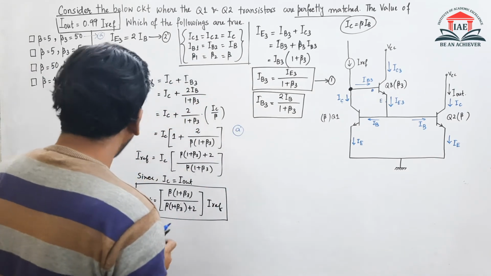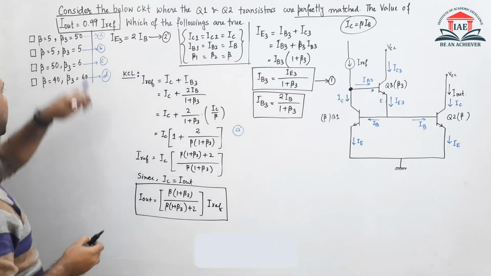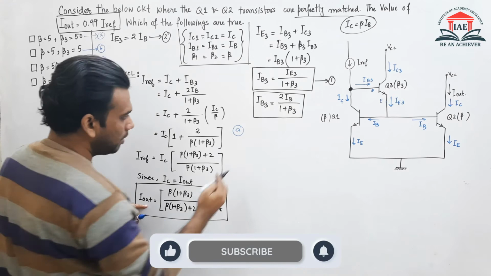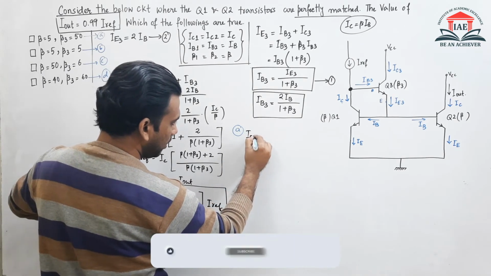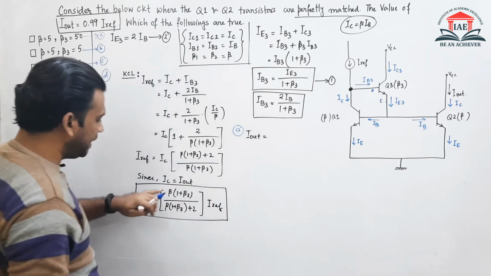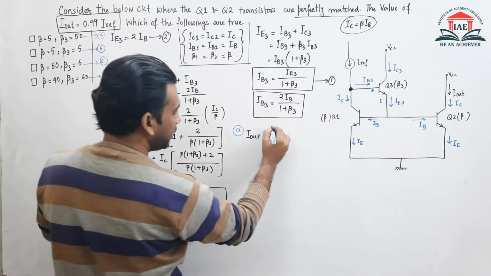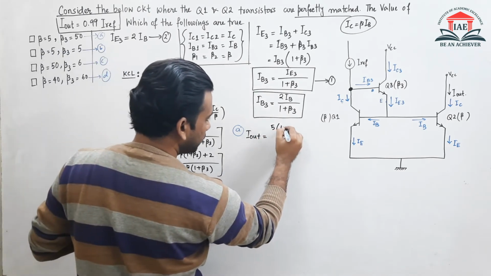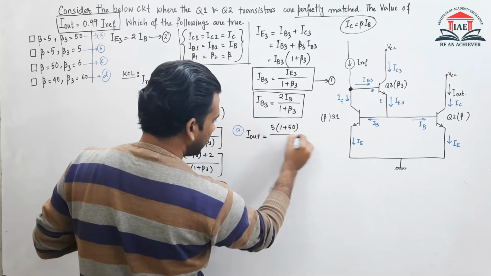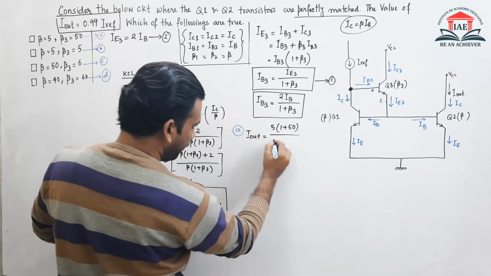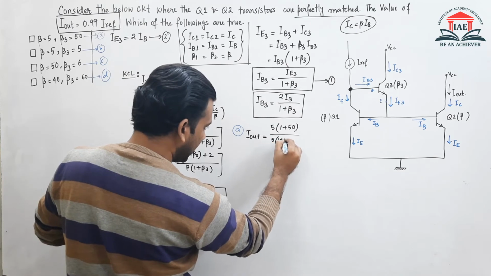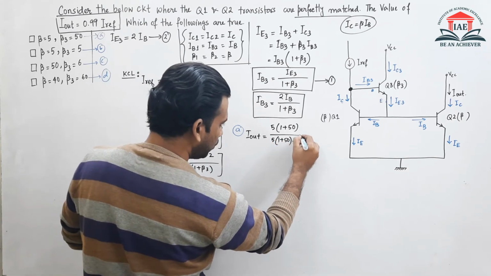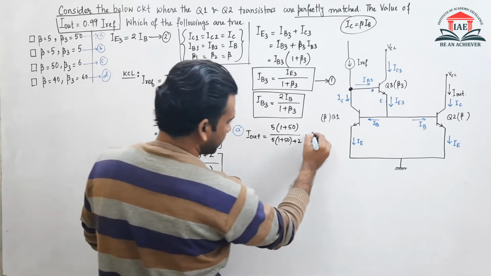So if I go for the option A, option A में मेरा बीटा वैल्यू क्या है? बीटा is 5 and beta 3 is 50. So I out क्या होगा? So I out will be beta value is 5, so it will be 5 into 1 plus beta 3 is 50, so 1 plus 50 divided by 5 into 1 plus 50 plus 2 उसके साथ मेरा I reference.